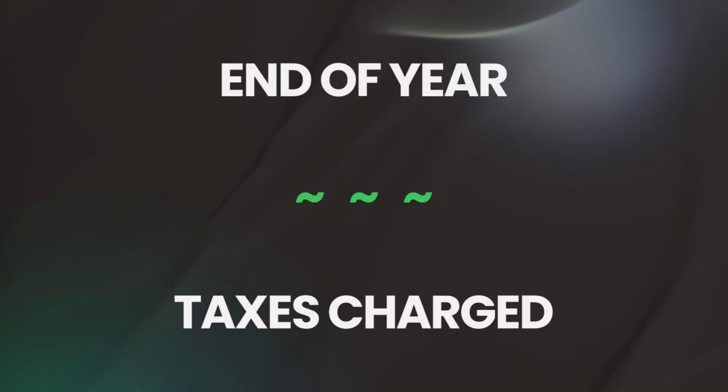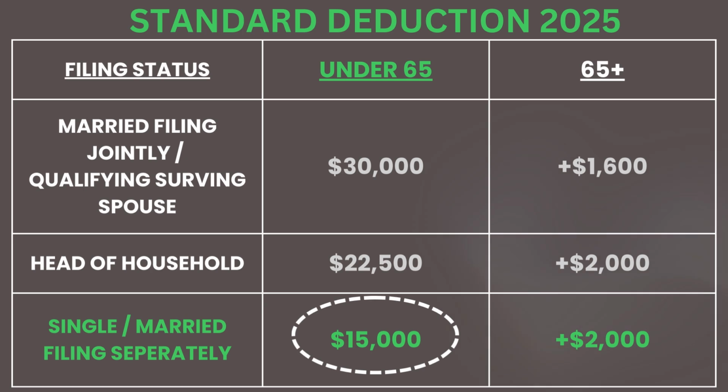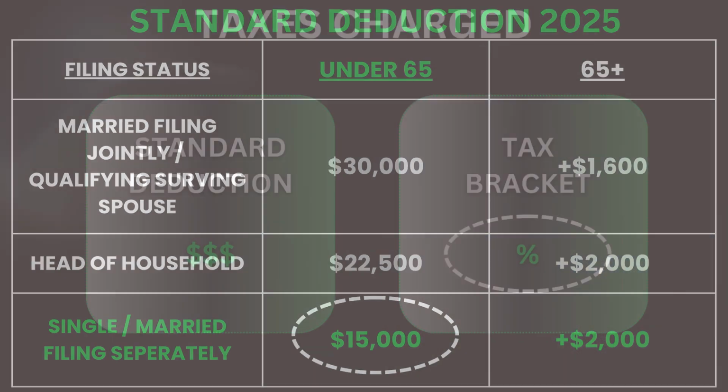Now that we know how much he actually paid, we need to find out what he should have paid. In other words, what is the taxes charged to him? To get this figure, we need both the standard deduction and the tax rate for filing status single. Now, the standard deduction is easy to find at the IRS website or just with a simple Google search. We discovered the standard deduction for filing status single in tax year 2025 because it changes every year. And for an age less than 65 years old, it's going to be $15,000.